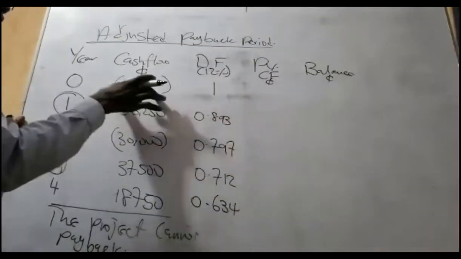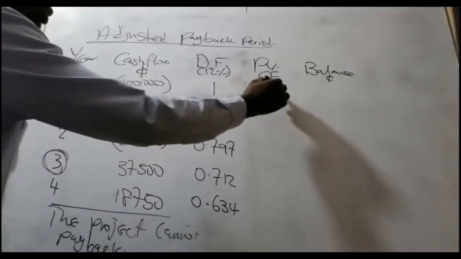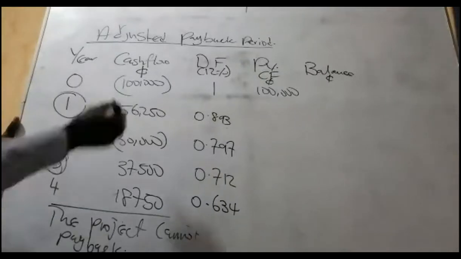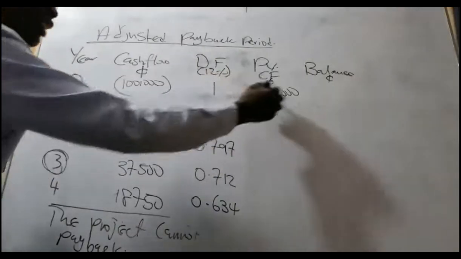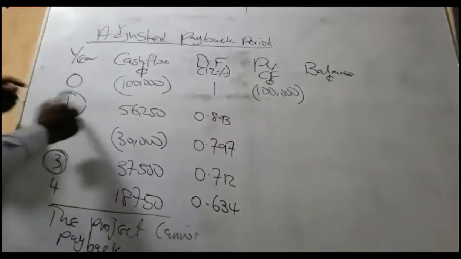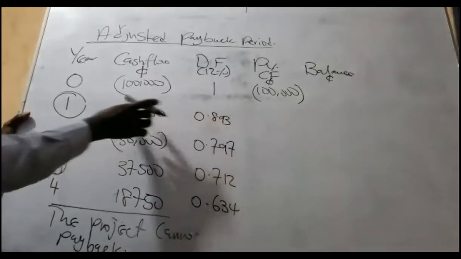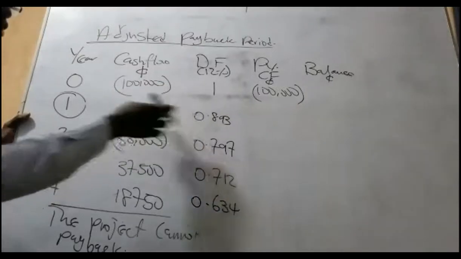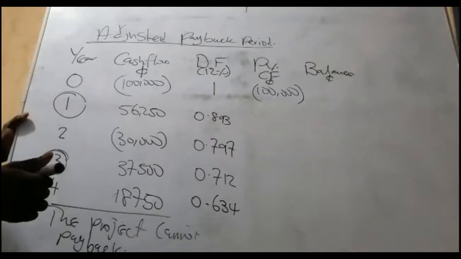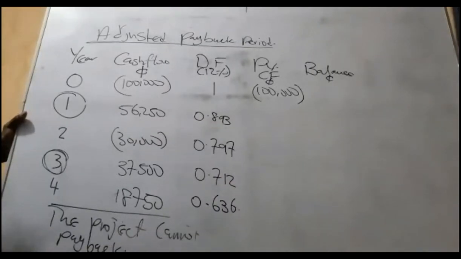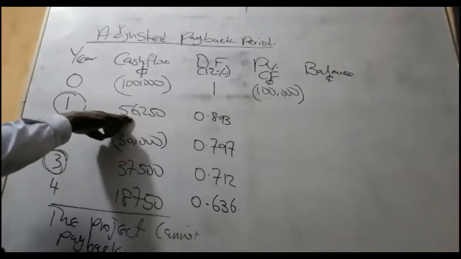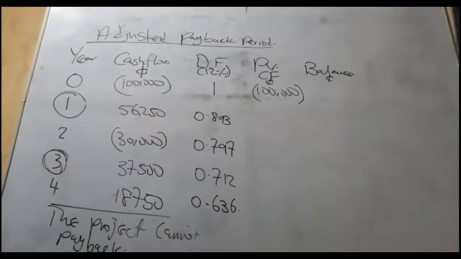Now let's find the present value. The discount factor times the cash flow should give us the present value. Here is the interpretation: if I have one Ghana cedi, in 0 years' time I'll receive one Ghana cedi, so it will still be the same value, 100,000. If I have one Ghana cedi in exactly 1 year, I will have 0.893. But I'm having 56,250, so I'll multiply 56,250 times your 0.893.